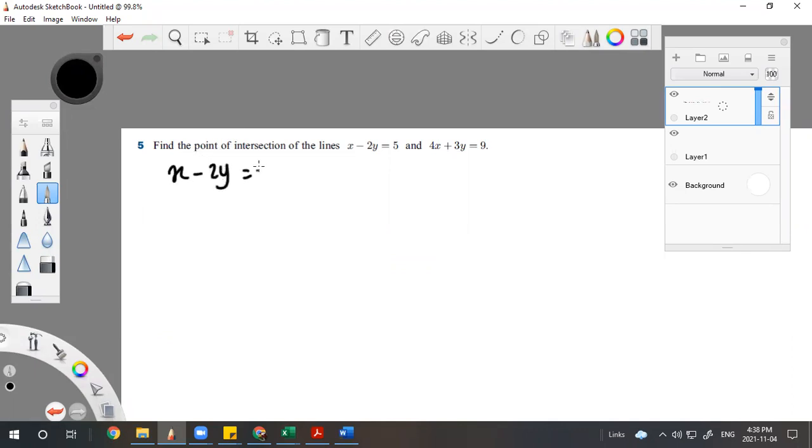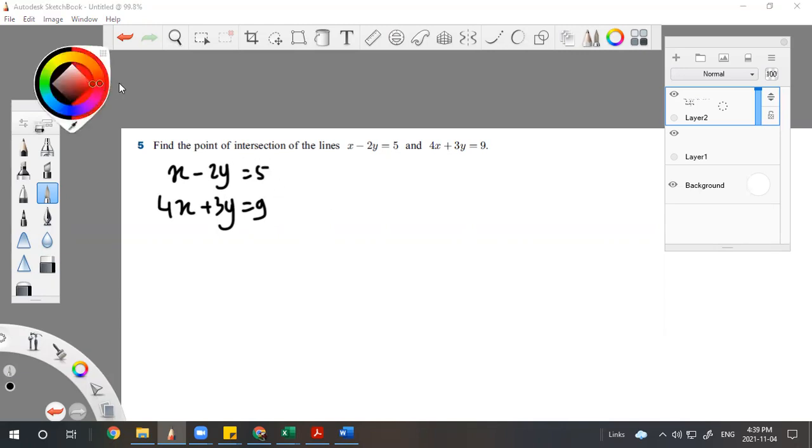X minus 2y equals 5. 4x plus 3y equals 9. How do you calculate the point of intersection without drawing the lines? If you want to draw the lines, it's okay, but in my opinion, drawing the lines is just wasting time. So what you need to do is use either elimination or substitution. So you have to multiply by 4, so we can get rid of x: 4x minus 8y equals 20.